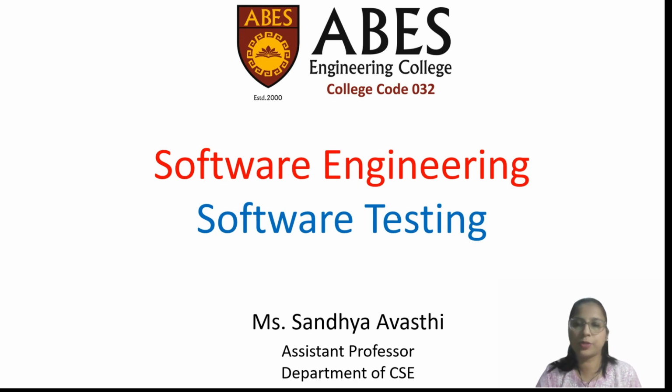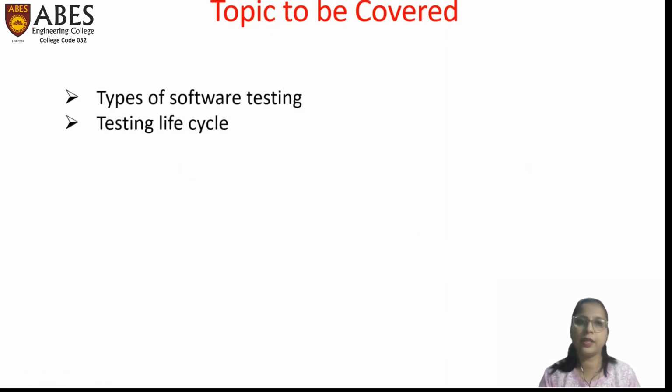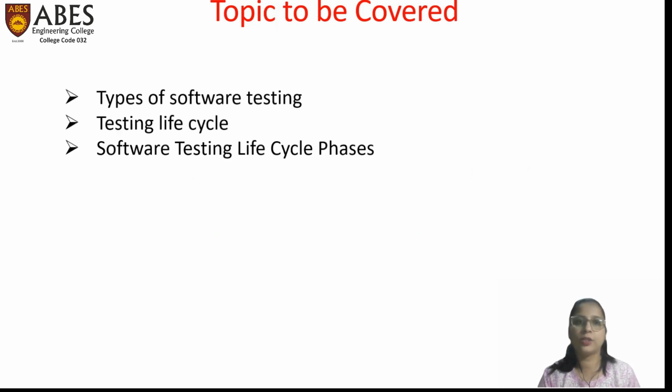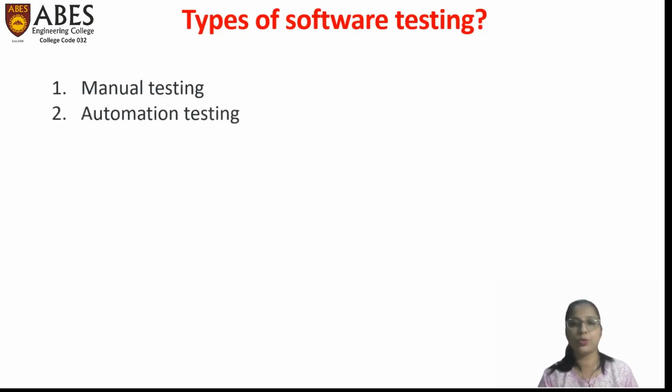So today I'm going to discuss another topic from the software testing part of the software engineering subject. The topics to be covered are types of software testing, and the software testing life cycle and its phases. So what are the various types of software testing? Mainly, software testing is divided into two types. The first type is manual testing. The second type is automated testing.